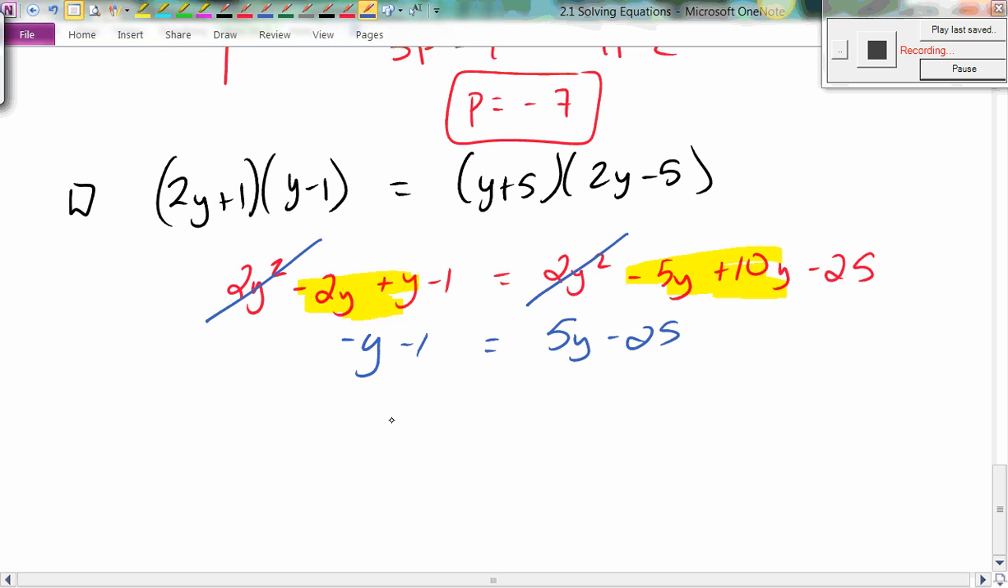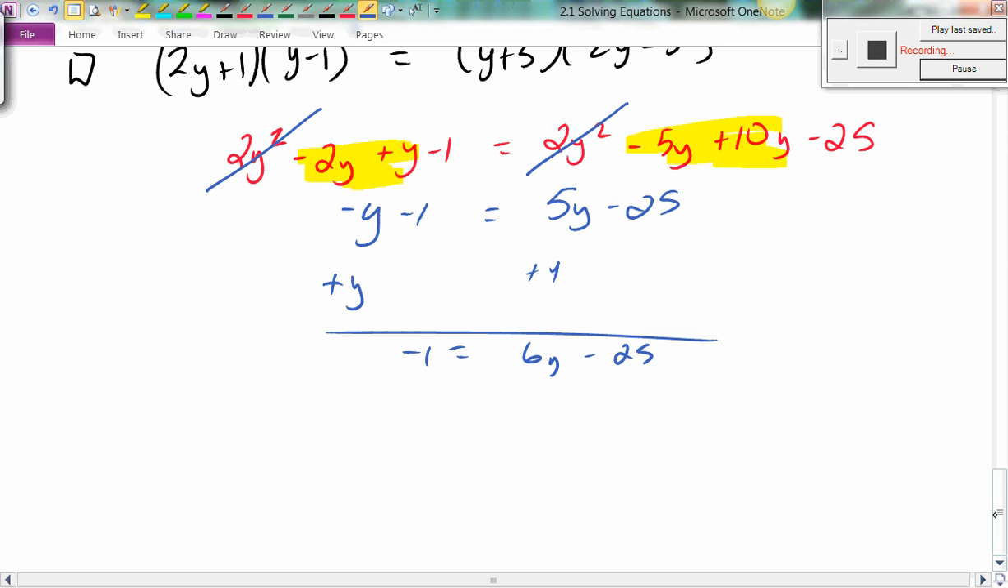So that means I get this. What am I going to do here now? Add and subtract. Good. Add the y, add the 25. So let's add y to both sides. That means negative 1 is equal to 6y minus 25. So 6y is equal to 24, so y must be 4. Okay, that one wasn't so bad.